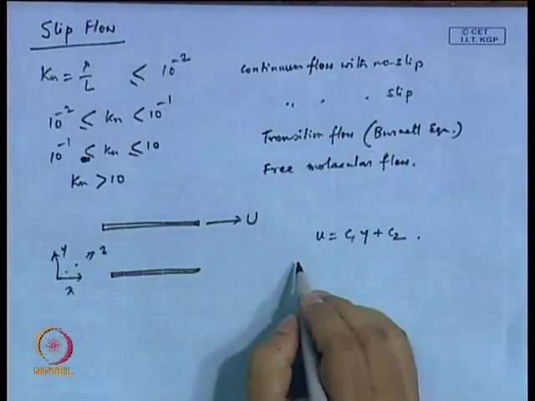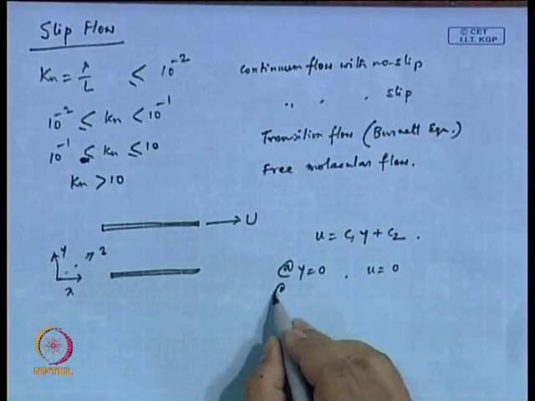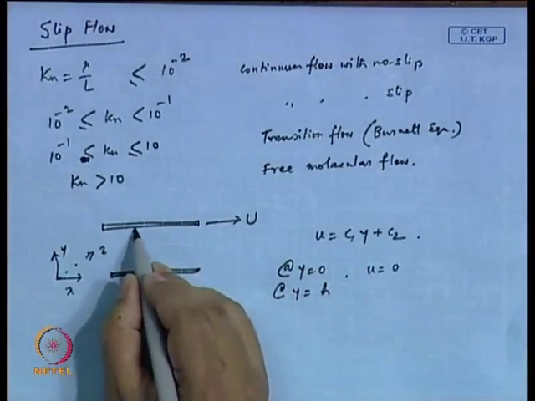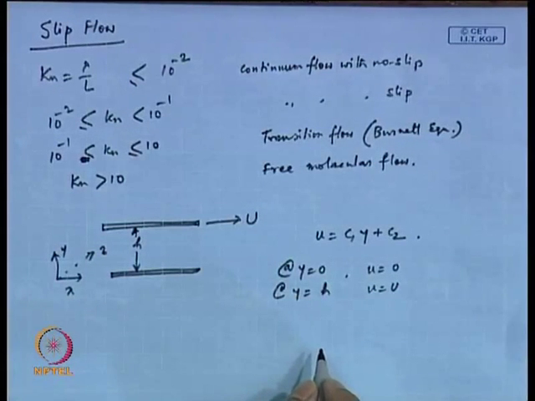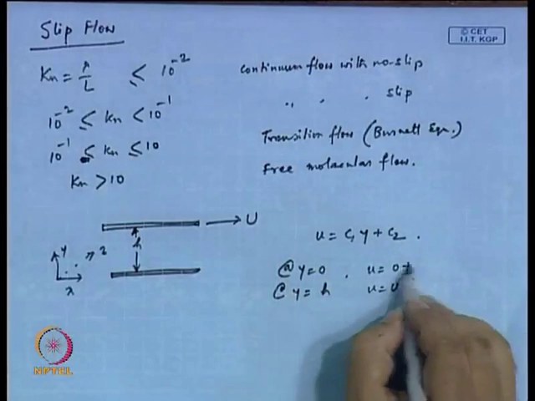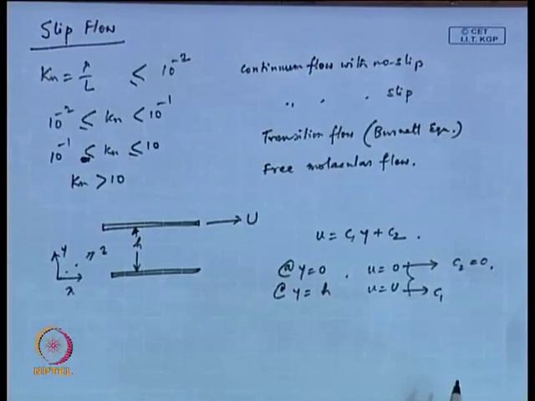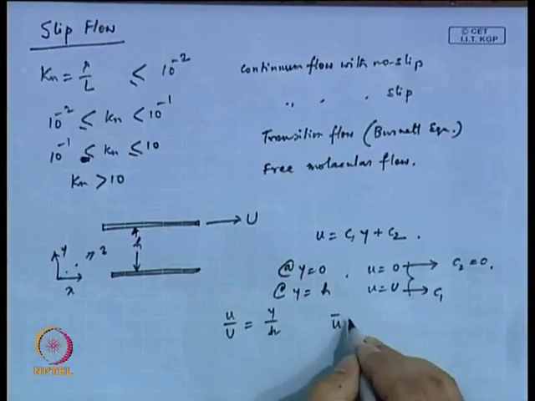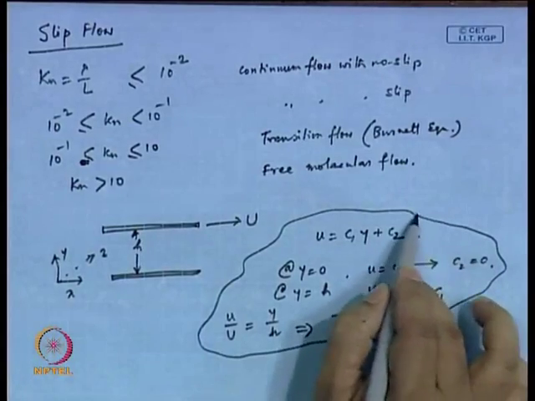For the no slip boundary condition, at y is equal to 0, u is equal to 0, and at y is equal to h, u is equal to capital U. From the first boundary condition we immediately have c 2 is equal to 0, and from the second boundary condition we get a value of c 1. That is how we ended up with the formula u by capital U is equal to y divided by h. In dimensionless form you can write u bar is equal to y bar. This is the formulation using the Navier-Stokes equation with no slip boundary condition.